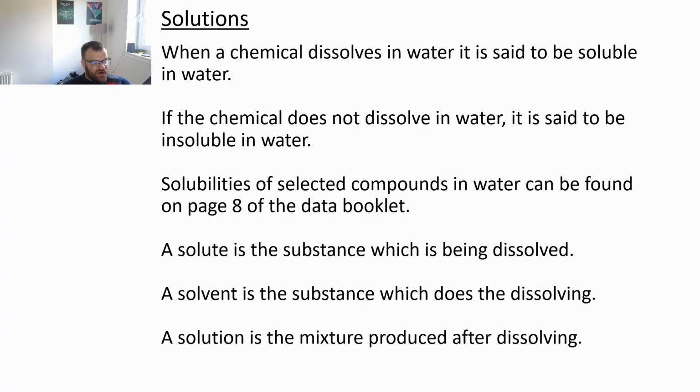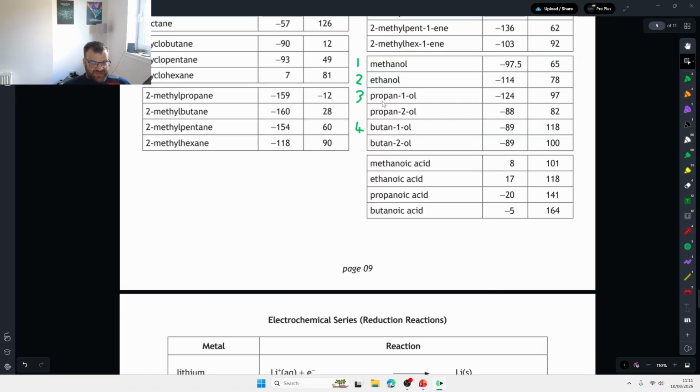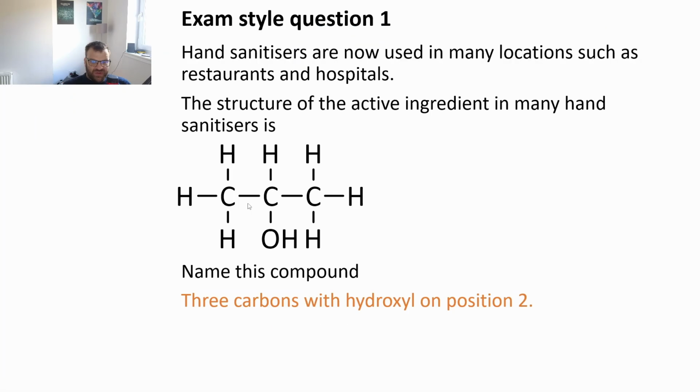Speaking of questions, here are some exam style questions now. The first one is talking about hand sanitizers used in many locations, like restaurants and hospitals. And the structure of the active ingredient in many hand sanitizers is this. So we have to name this compound. First thing is we have 3 carbons with the hydroxyl on position 2. We can see we've got 3 carbons, that's going to be prop. And there are 2 options it gives us here for prop, propan-1-ol or propan-2-ol. Our OH group's in the middle, that means we're going to have propan-2-ol. Just as straightforward as those 4 carbons, you're going to get butane something.